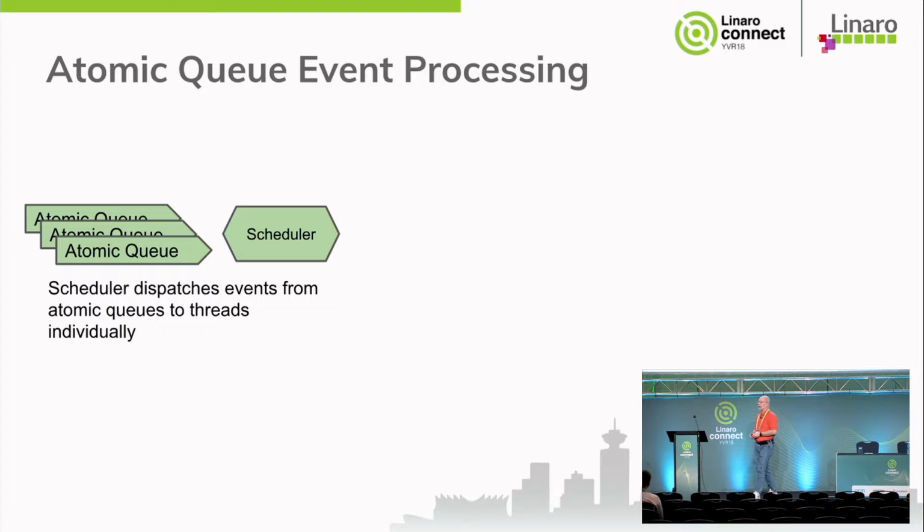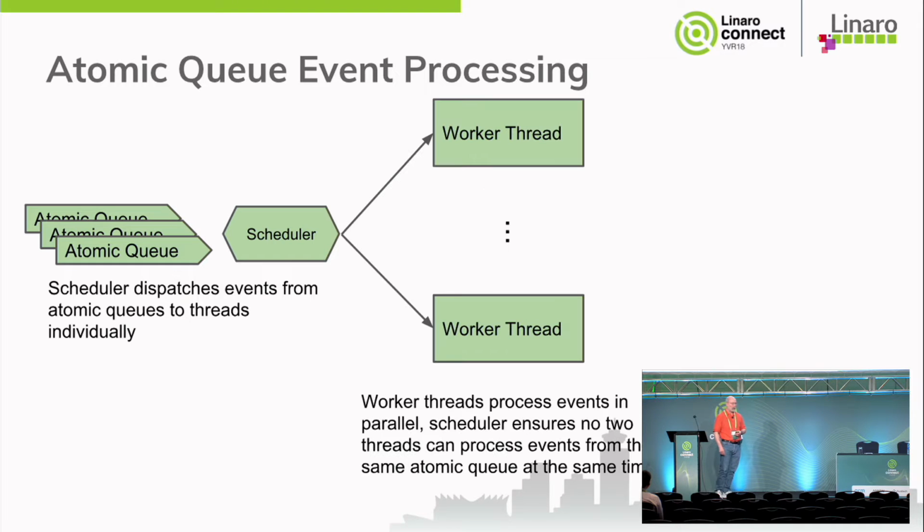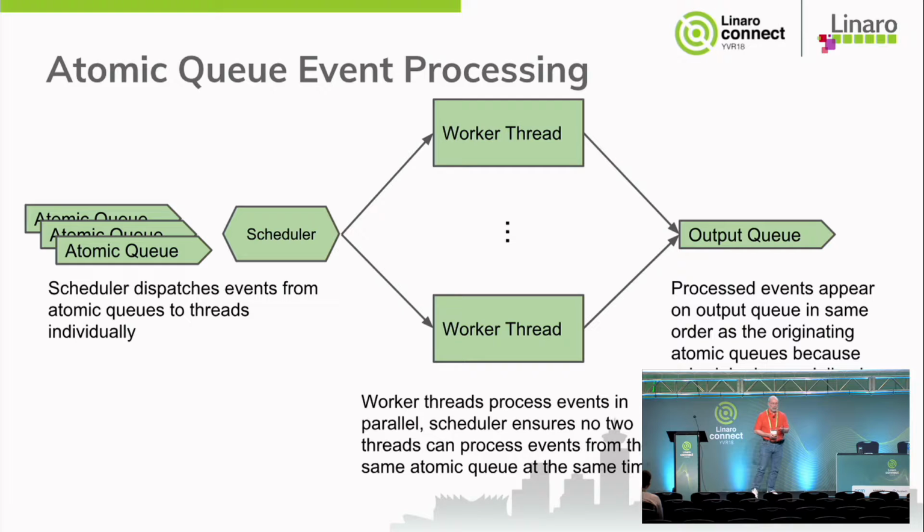Conversely, an atomic queue offers guaranteed synchronization among competing events originating from the same queue. The scheduler will ensure that threads process events in parallel, but no two threads can process events from the same atomic queue at the same time. So no locking is required within the thread itself because the scheduler is guaranteeing atomicity as part of the semantics of the origin queue for those events. And as a result, anything occurring on the output queue is in the order that it appeared in the input queue, because it was simply processed as if there was only a single thread operating on that queue at a time.